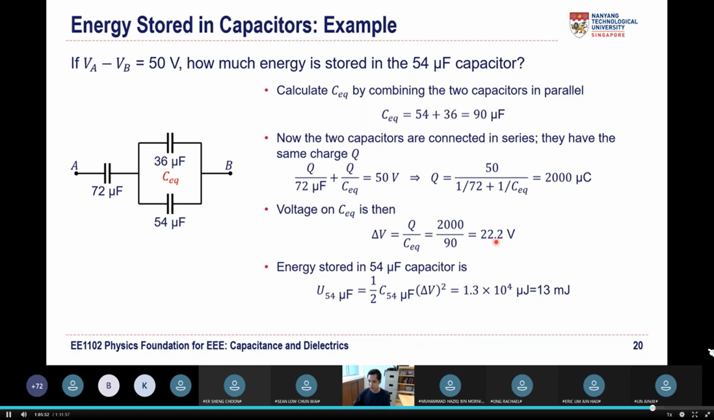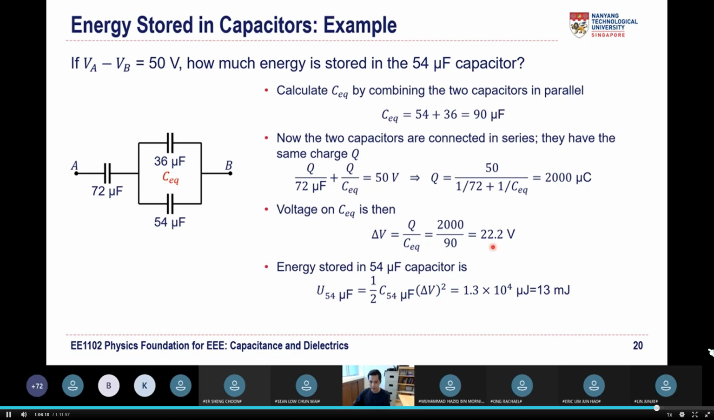And that will give us 22.2 volts across here and here, right? That's because these are in parallel, so that will be the same voltage across them. So out of the 50 volts, 27.8 volts is across this 72 microfarad capacitor, whereas the 22.2 volts is across these two.